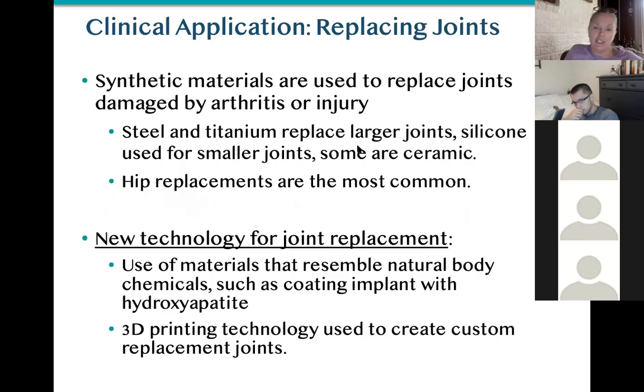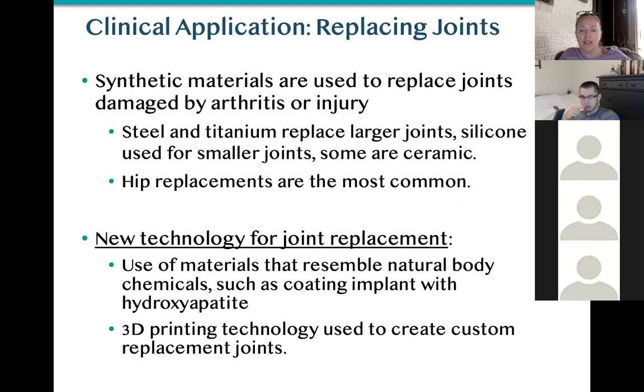Okay, so we replace joints. As I said, we replace them with synthetic materials. You can have combinations of steel and titanium. Sometimes we use silicone parts in some of our smaller joints, like at your wrist. Hip replacements are the most common joint replacement being done today, and the orthopedic surgeons like to tout the high success rate of that. We're living older and older.